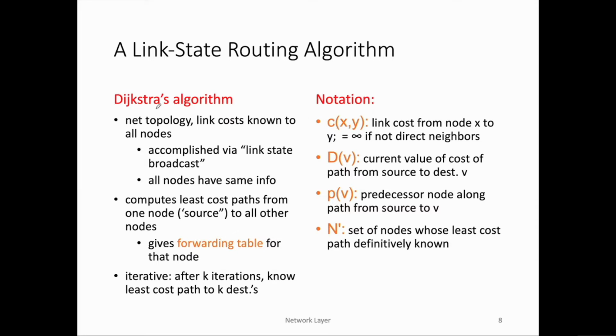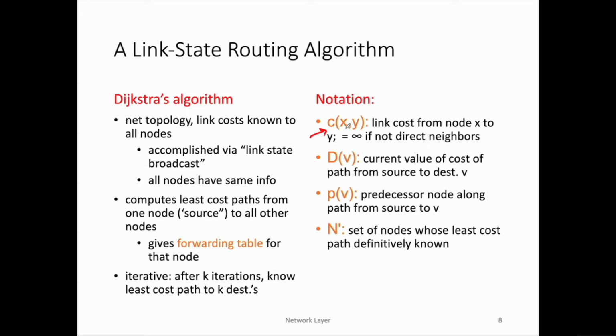Okay, before we start discussing the Dijkstra algorithm, let's talk about the different notations that we'll be using in order to understand the Dijkstra algorithm. So first of all, this C(X,Y) is the cost to reach from X to Y. So it's the link cost to reach from node X to Y, right?